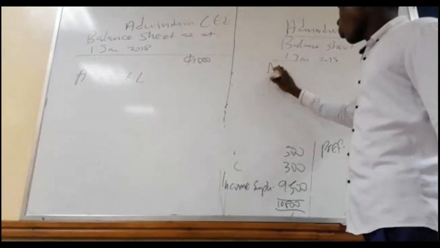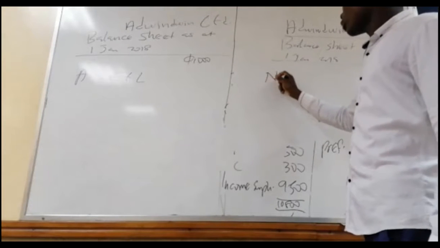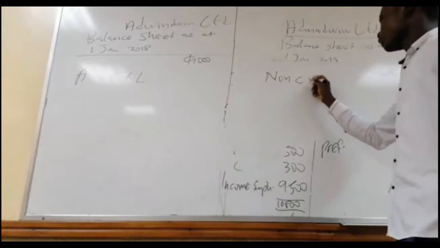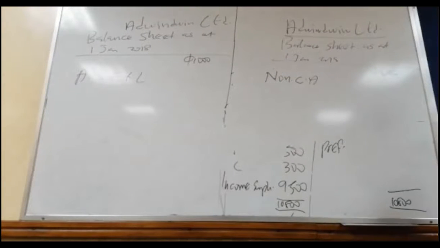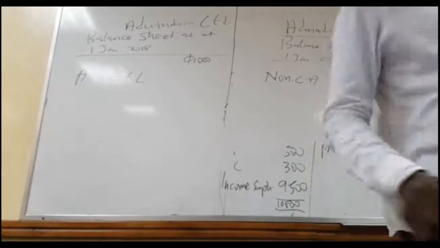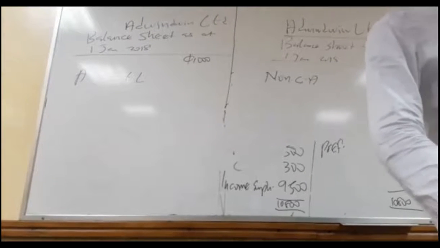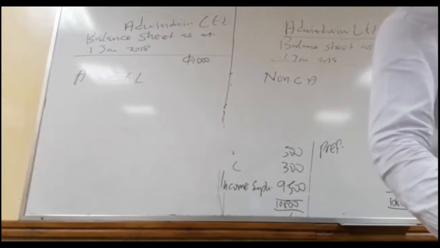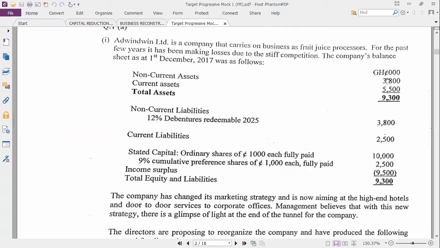Non-current asset. Here, the non-current asset. Let's go to the question. For the non-current asset, if you pick the question, it's 3,800, and we have reduced it by 500 from the last footnote. The non-current asset must be reduced by 500. So on the face, the non-current asset over there is 3,800, and we have reduced it by 500.